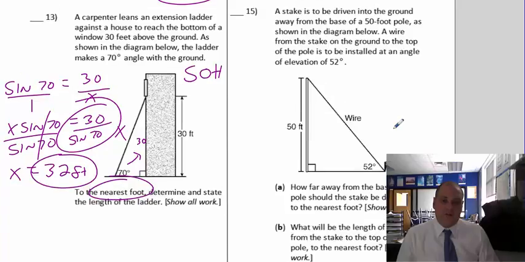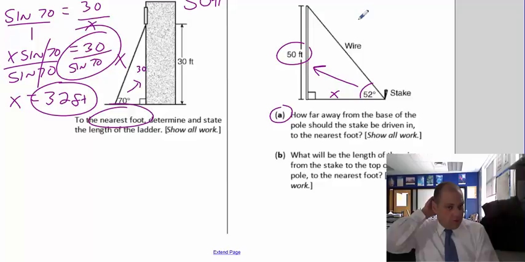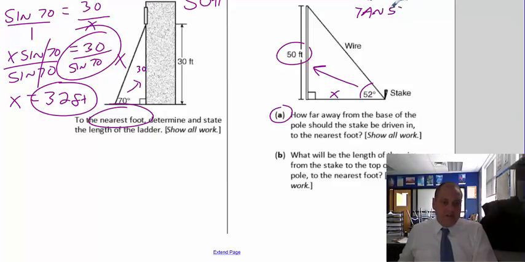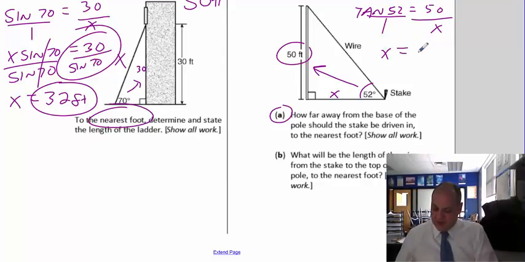All right, and then this one here, a stake is to be driven into the ground away from the base of a 50-foot pole. We've got this picture here. They want us to find how far away from the base of the pole the stake should be driven. So for part A, here's the reference angle. Opposite is what I know, and this is adjacent. So opposite, adjacent is TOA. Tangent 52 equals opposite 50 over adjacent x, and then solve it the same way we did this one over here. Cross multiply, and then divide it out, and you get 39 feet. Make sure you're in degree mode.